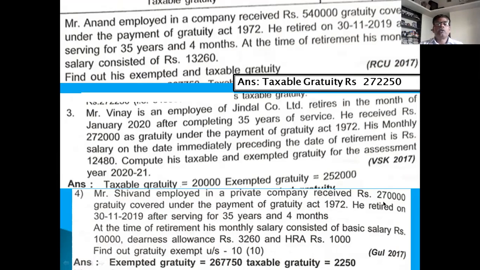So in the first point, you take 2,70,000 gratuity received. Second point, maximum limit 20 lakh. Third point, 10,000 plus 3,260 means 13,260 into 15 divided by 26 into 35. Whatever answer comes, that is the third point. Least of the three is exempted, remaining is taxable. Answer is given in the problem. You go through the solution and solve and find out the answer.